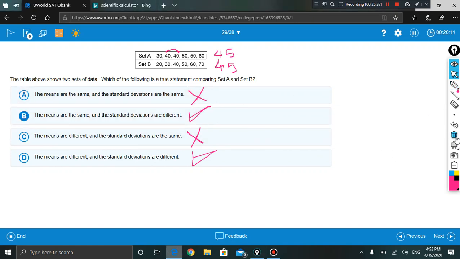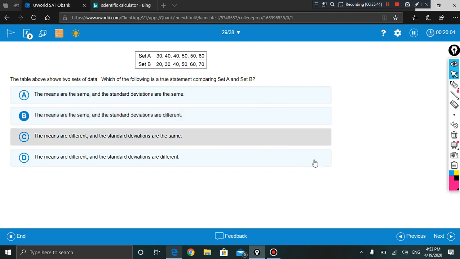And I'm going to clear all the annotations. Let's go to the next question. So the means are the same, the standard deviations are different.